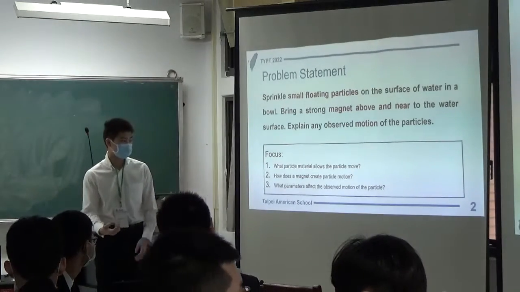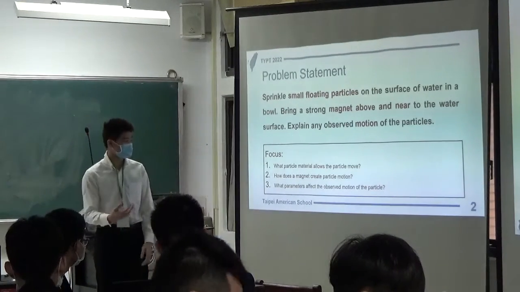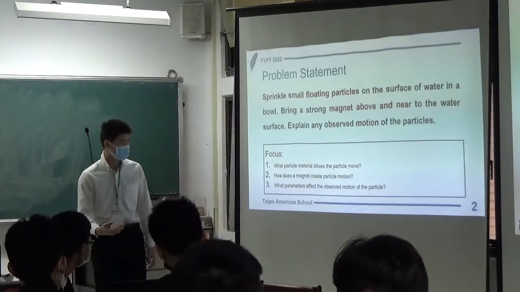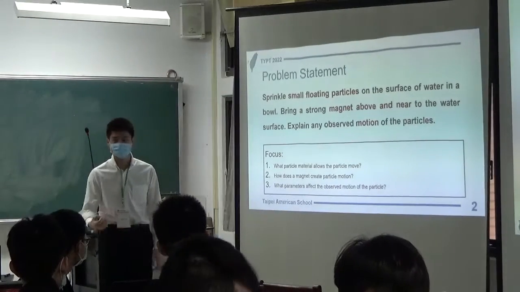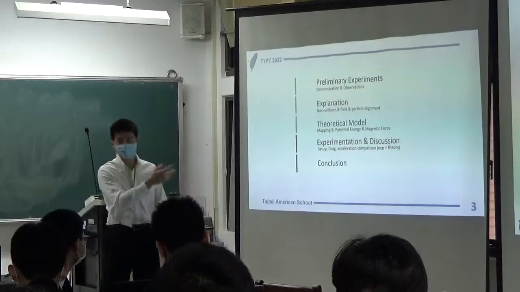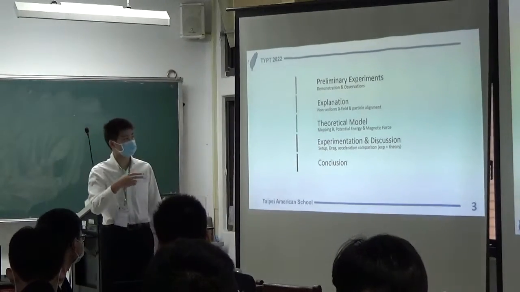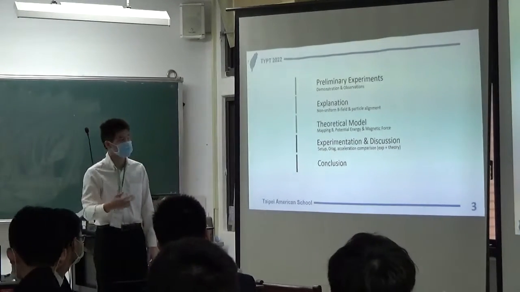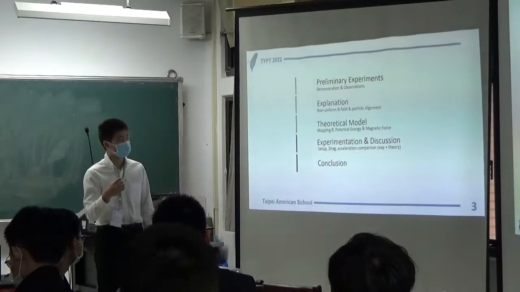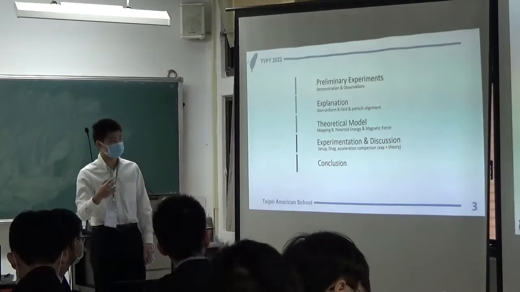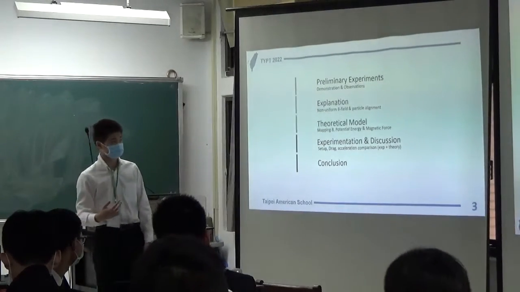What does a magnet create? How and why does a magnet create particle motion? And what parameters affect the observed motion of the particles? During my presentation, I'm going to go over some preliminary experiments, some explanation of those phenomena, some theoretical models, and some experimentation and discussion, and I'll end with some conclusions.